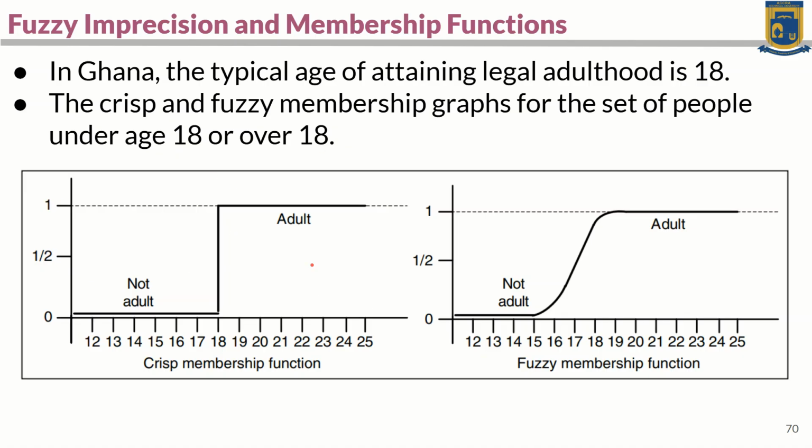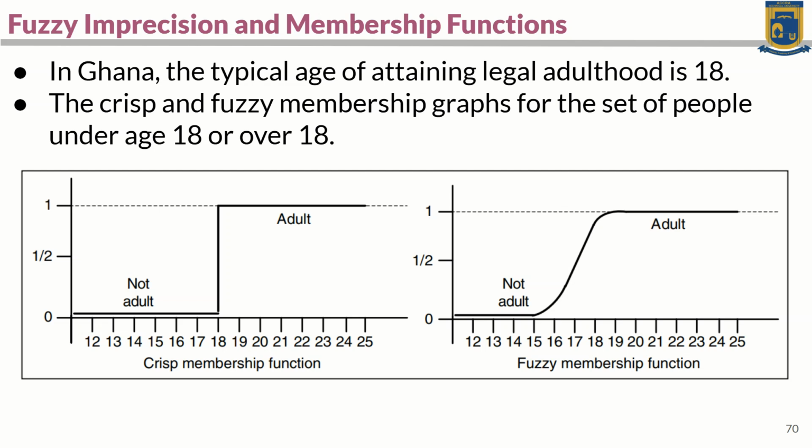So let's look at this. In Ghana, the typical age of attaining legal adulthood is 18. So when you are 18, we say that you can vote. You are now responsible. You can marry. When you are 18, according to the law of Ghana, or the legal terms of Ghana. So we can draw a diagram, which is a graph, to represent this.